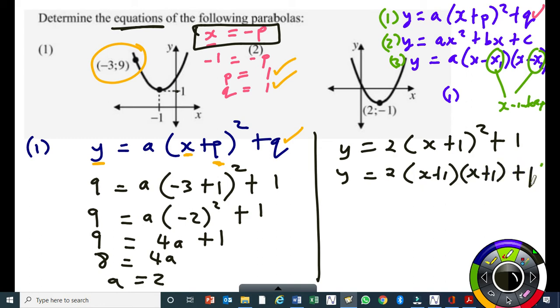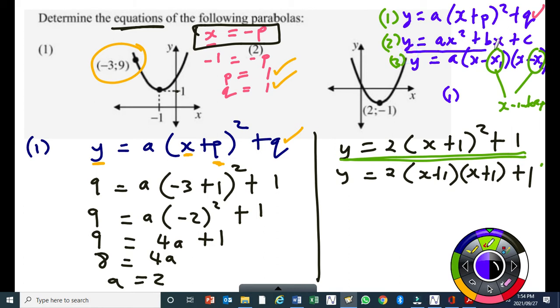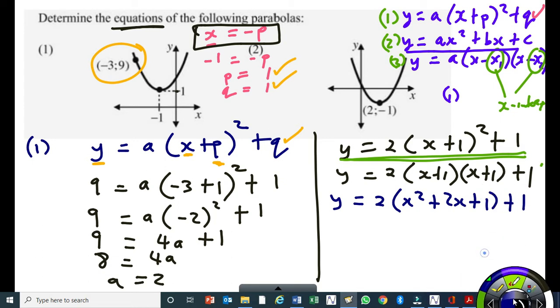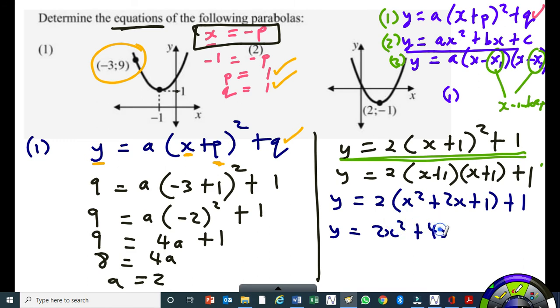I am going to rewrite the equation. Okay, I could have stopped here, but I'm going to go further and write the equation in standard form. Our standard form is this one here, number 2. That's standard form, right? So this becomes y equal to 2 times x squared plus 2x plus 1, plus 1. Then you remove the brackets, get 2x squared plus 4x plus 2 plus 1. And the final equation will be y equal to 2x squared plus 4x plus 3.